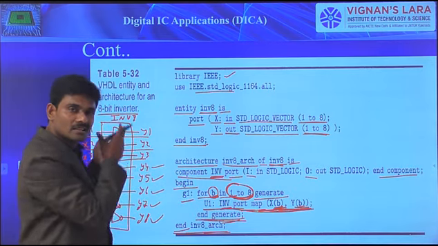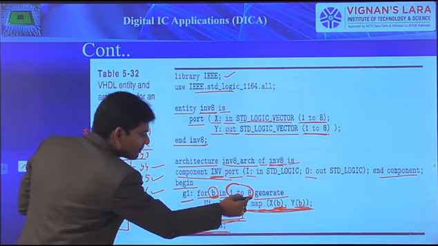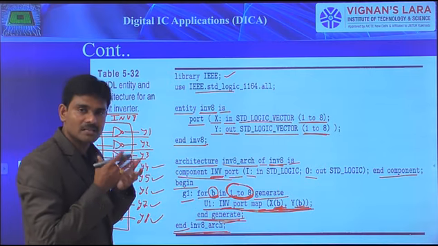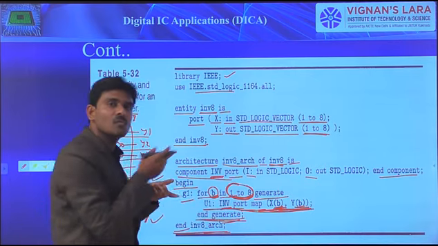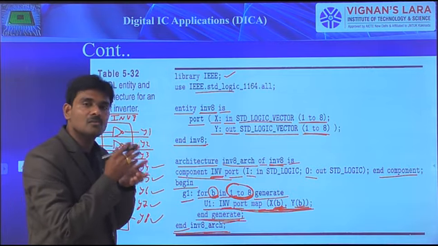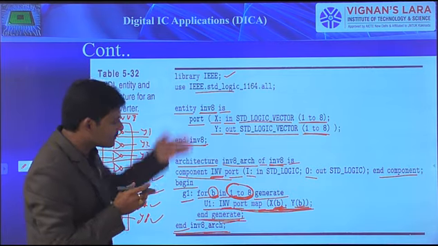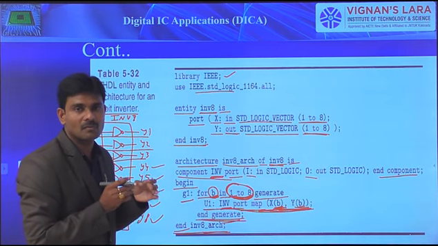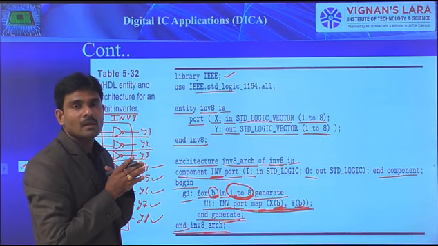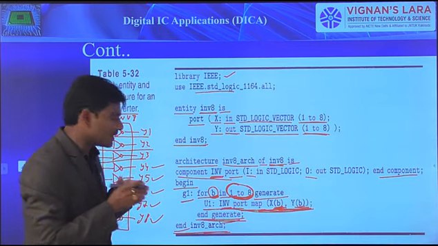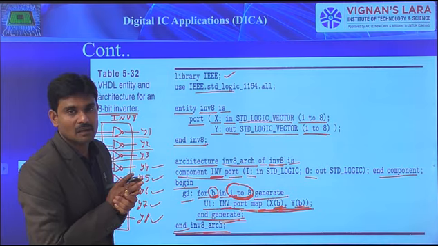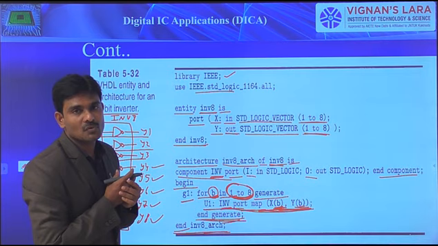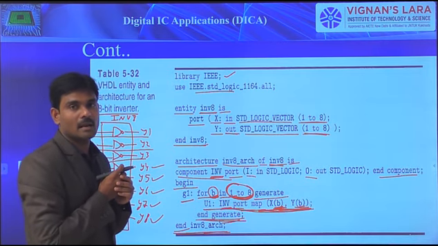If I want to generate a 16-bit inverter, instead of mentioning the value, I mention only the constant. Let me assume that constant is width, so width minus 1 down to 1. Based on the value that we give, using the same program I can generate an 8-bit inverter, 16-bit inverter, 32-bit inverter. Whatever number of inputs and outputs the inverter needs, you can achieve that using a single program. That we can achieve by means of generic statements.